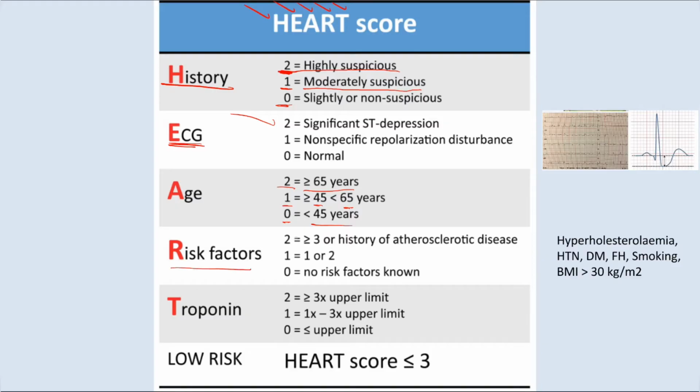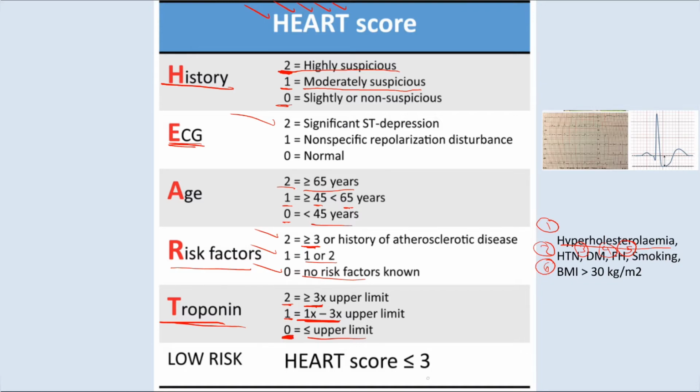For the risk factors, if the patient has 3 or more risk factors, 2; 1 or 2 risk factors, 1; no risk factor, 0. You have to know that the risk factors in the HEART score include hypercholesterolemia, hypertension, diabetes, family history, smoking history, recent smoking history, or the patient is obese with a body mass index of more than 30 kg per square meter. For the troponin, if it is 3 times or more the upper limit, it receives 2. 1 to 3 times elevation receives 1. Less than the upper limit, so normal troponin, receives 0.